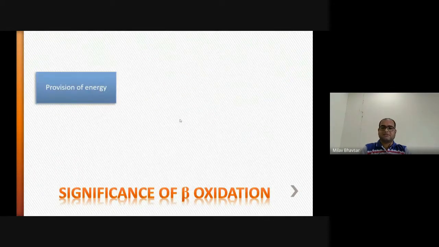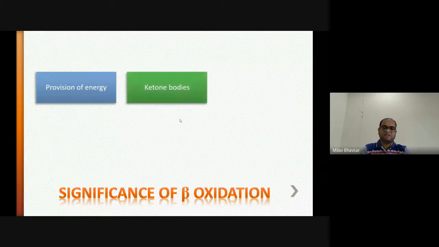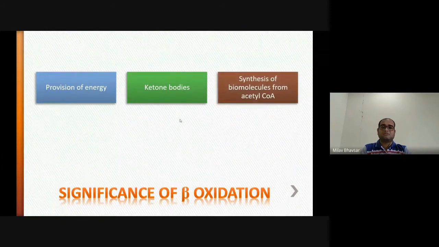So what is the significance? One major point we already discussed. It is a very good source. When there is a requirement, it provides a very good amount of energy. Another is generation of ketone bodies, plus some other biomolecules can also be generated from acetyl coenzyme A.